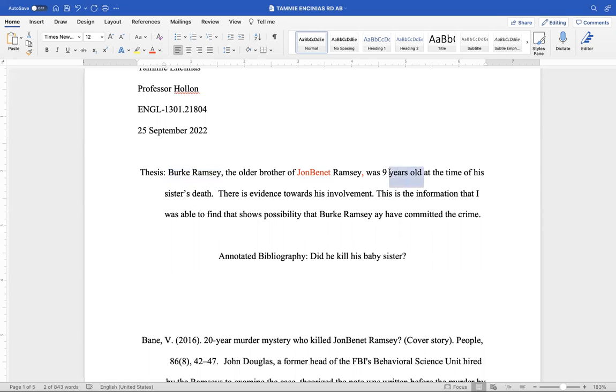Okay, this actually should be hyphenated. So it should be 9-year-old at the time of his sister's death. There's evidence towards his involvement. This is information that I was okay. So remember, do not use first person. Okay, don't say I at all. This is what I'm needing here.